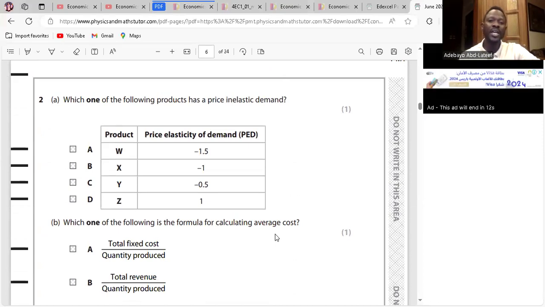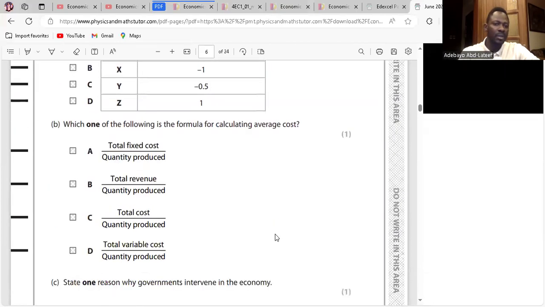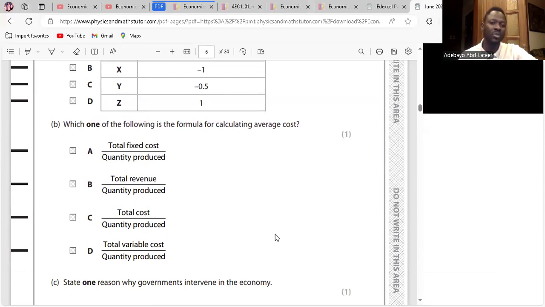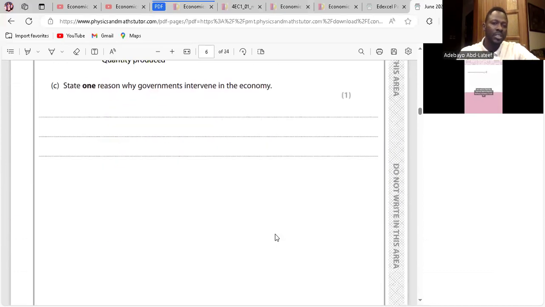Which one of the following products has a price inelastic demand? Product W is elastic, product X is unitary, product Y is inelastic, Z is unitary. So the answer is C. Clear? Which one of the following is the formula for calculating average cost? Average cost is total cost divided by output, which is C. Second one: give one reason why government intervenes in the economy. Government might intervene in the economy to correct market failure or to increase competitiveness. Clear?